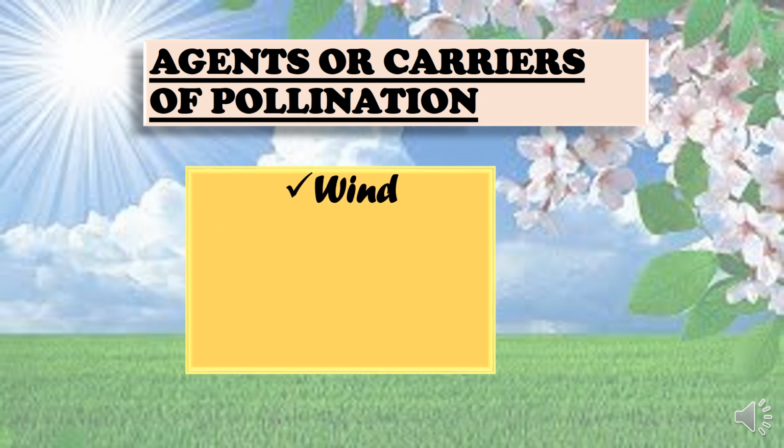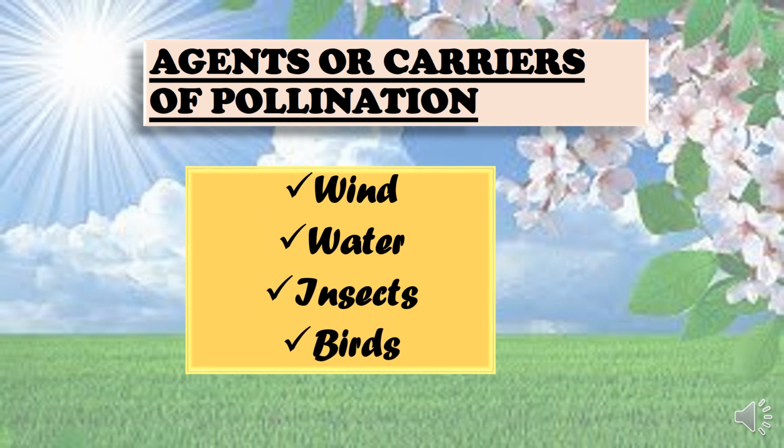First is wind. As the wind blows, pollen grains, being light in weight, move from one place to another. Second is water. Third, insects, the most common pollinator. And last is the bird. So all these four are the carriers or the agents of pollination, where they carry the pollen grain on their body and accidentally drop it on the same species of a plant, and then pollination takes place.